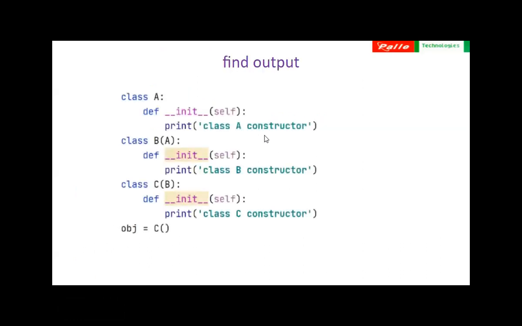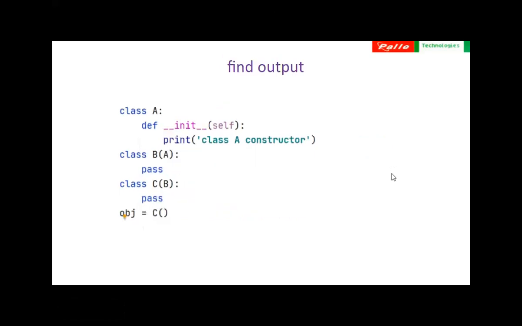So now you have to tell me the output of this code. Okay. So tell me what will be the output of this code. So straight away you can say the output will be class C constructor. You can see I'm creating an object of which class? C. So it will call the C class constructor. So the output will be class C constructor. Okay. Now tell me the output of this code.